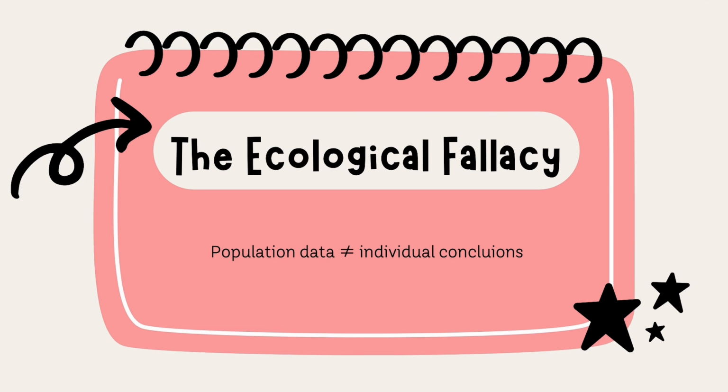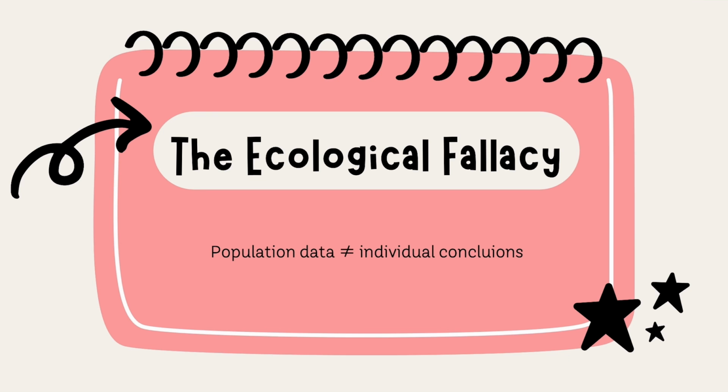The ecological fallacy. However, a major limitation is the ecological fallacy. This occurs when we assume that relationships observed at the population level also apply to individuals. For example, a country with higher average income might have lower obesity rates, but that does not mean that every rich person is thin. Misinterpreting data this way can lead to misleading or unfair conclusions in research and policy.